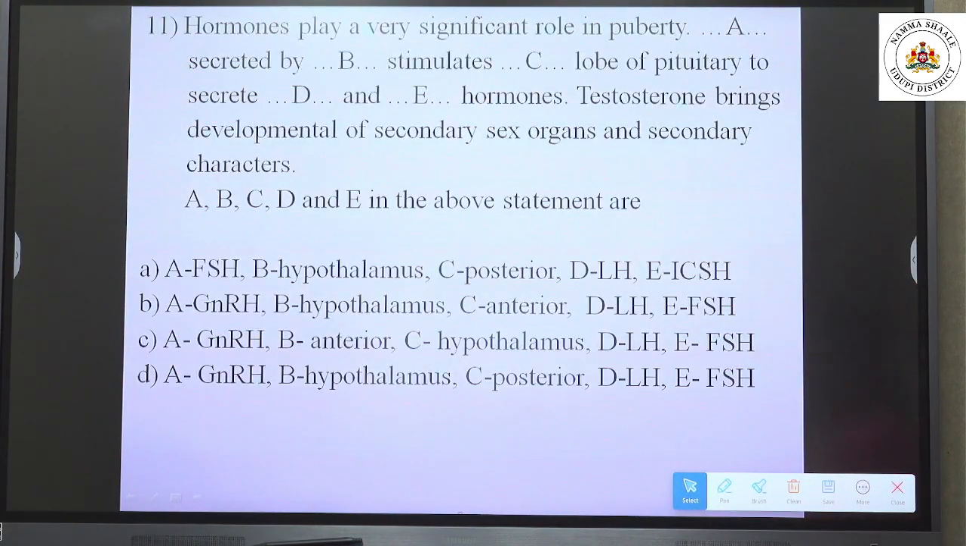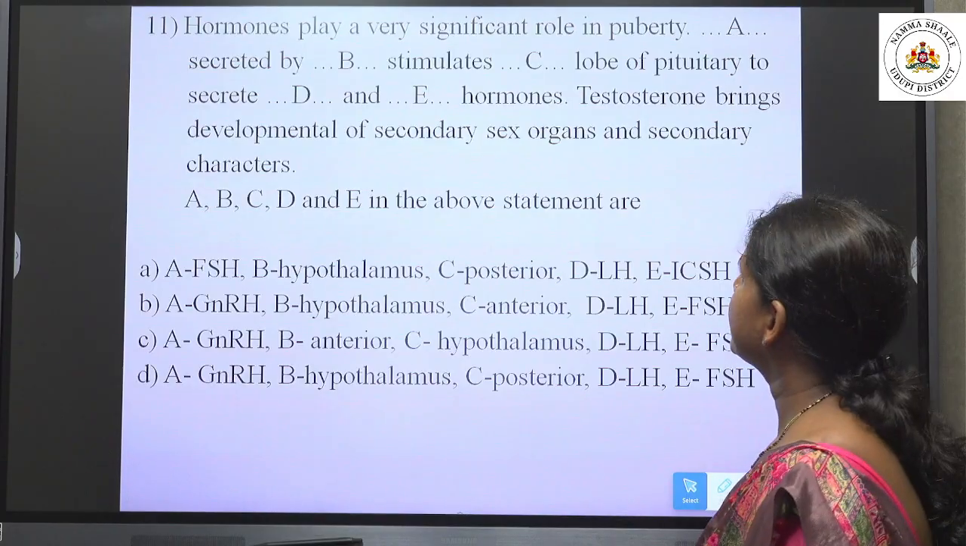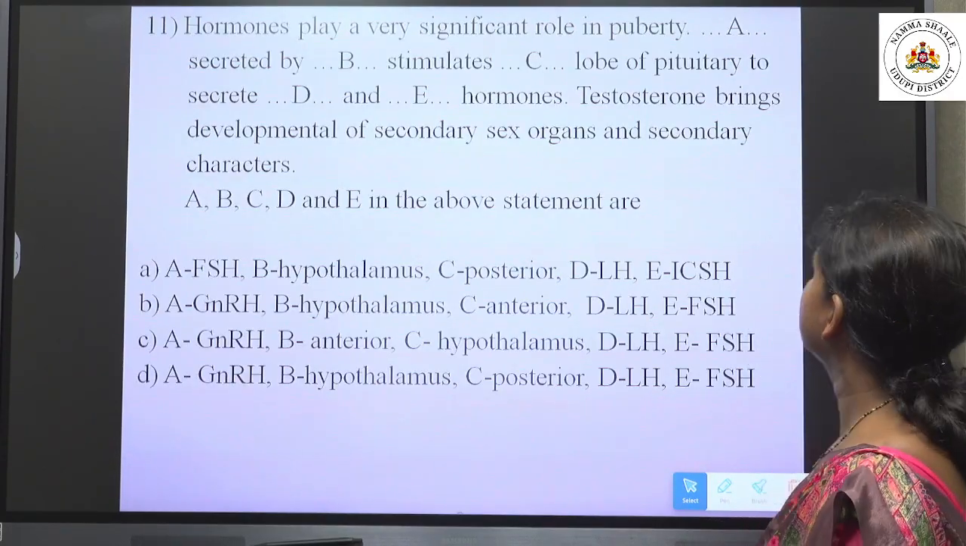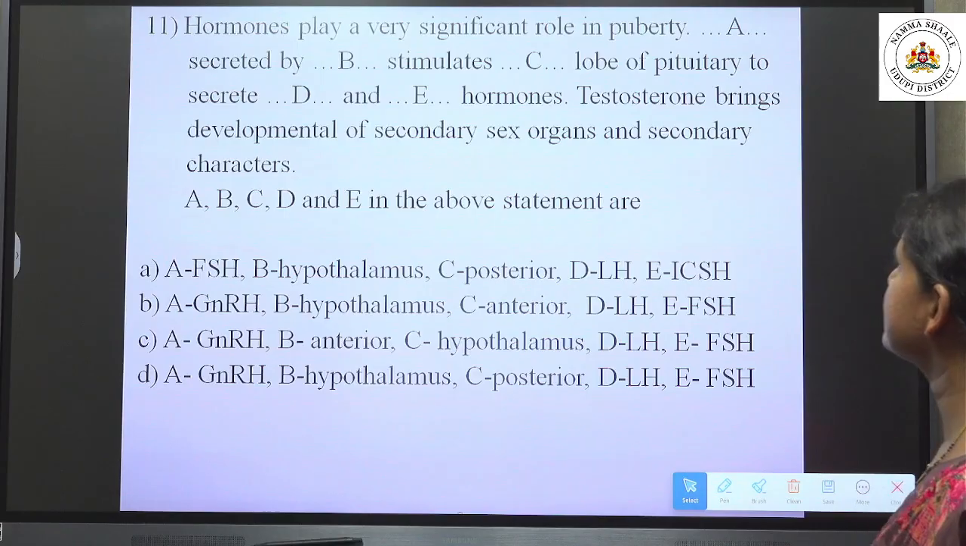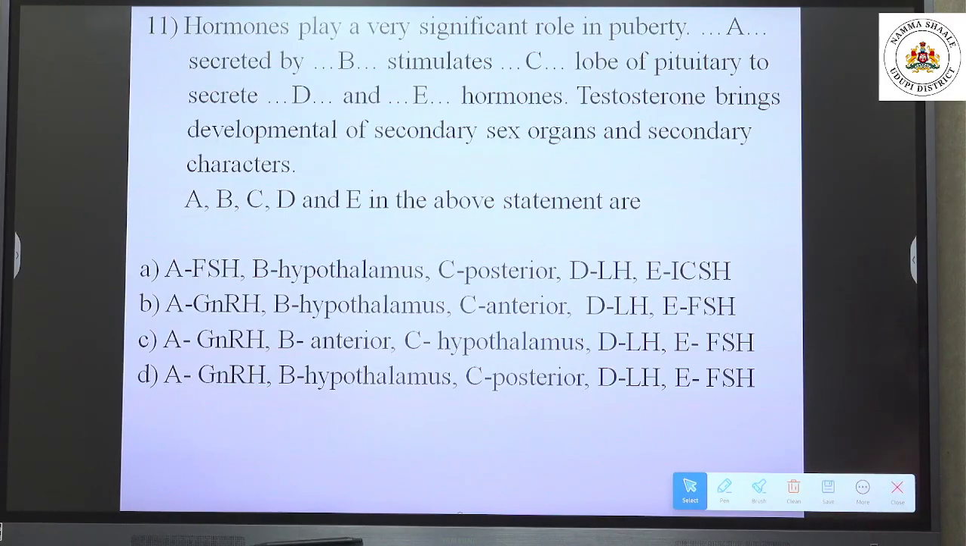Next question. Hormones play a very significant role in puberty. Dash, that is A, secreted by B, stimulates C lobe of the pituitary to secrete D and E hormones. And testosterone brings development of secondary sex organs and secondary characters. So here A, B, C, D and E in the above statements are.